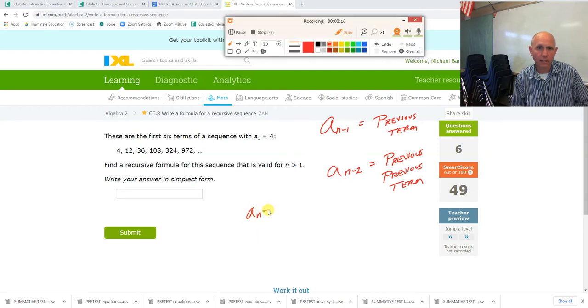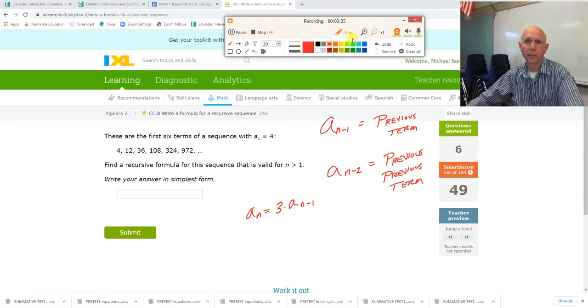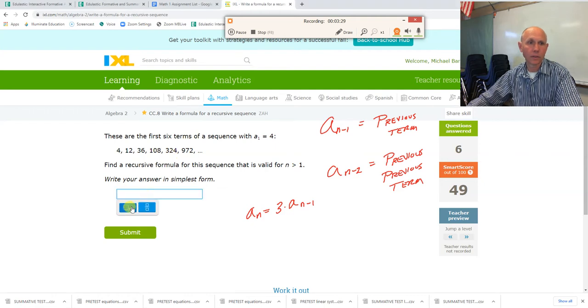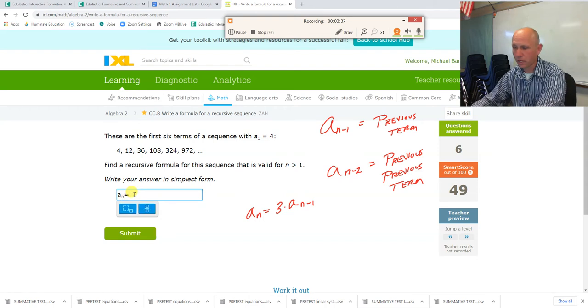A sub n equals 3 times the previous term, which is a sub n minus 1. I think that's my formula. Let's see if I can get it in there and see if I can get it right. So I'm going to go a sub n equals 3 times a sub n minus 1. Let's see if it's happy with my formatting there. 3 times previous term.